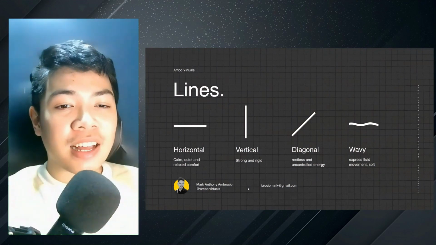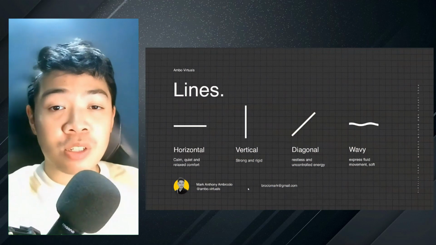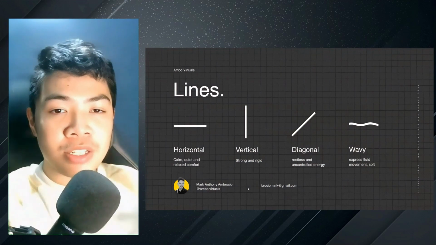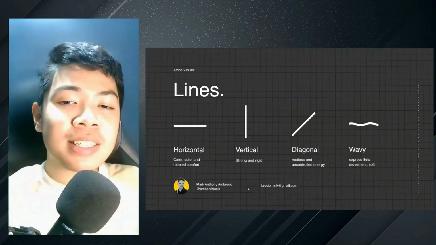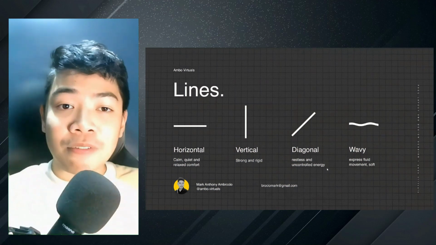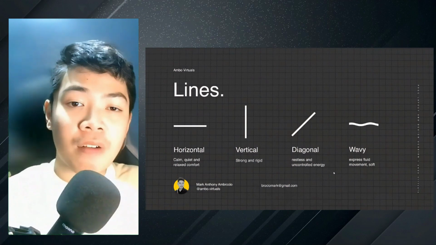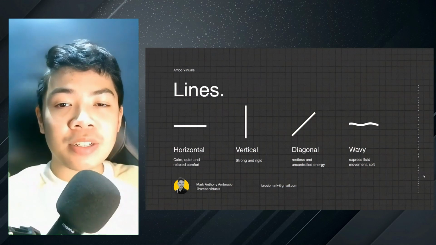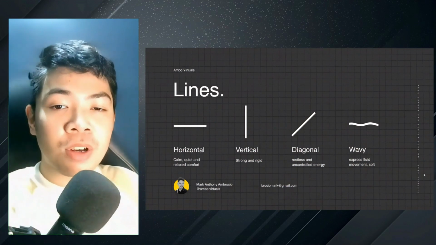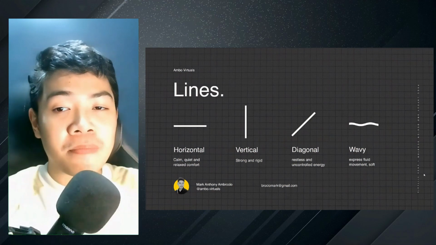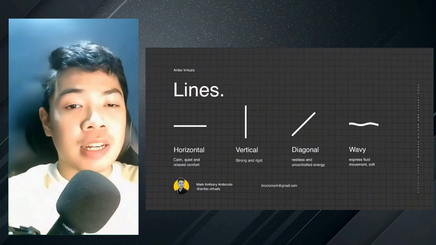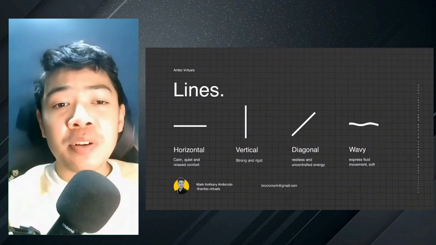In graphic design, lines are much more than just simple strokes on a canvas. They carry meaning and evoke emotions. First, let's consider the horizontal line. When we see a horizontal line, they say that it conveys a sense of calm, quietness, and relaxed comfort. Think of a serene horizon stretching across a landscape, or the tranquil surface of a still lake. Horizontal lines suggest stability and balance, providing a sense of peace and tranquility to the viewer.